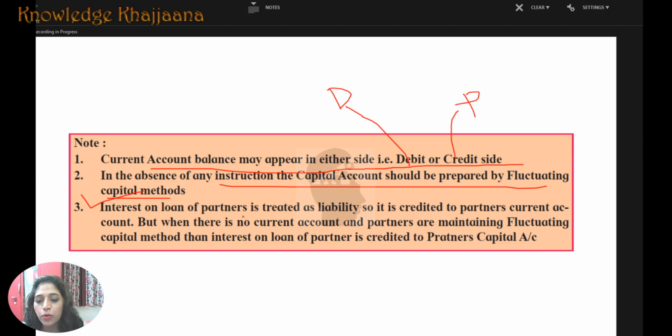Interest on loan of partners is treated as a liability. So it is credited to the partners' current account. But when there is no current account and partners are maintaining the fluctuating capital method, then interest on the partner's loan is credited to the partners' capital account.